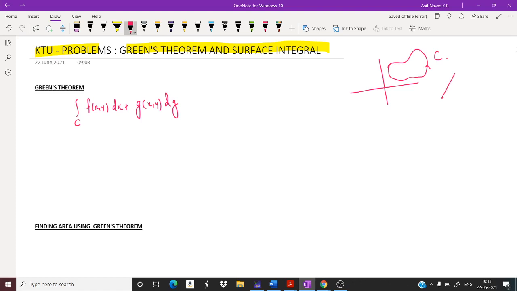For example, if it is a triangle or a circle or an ellipse, all are simple closed curves. So this is equal to the double integral over R of (dou g by dou x minus dou f by dou y) dA. So we can find a line integral by using a double integral. That is the advantage of Green's theorem. It's very difficult to find a parameterization of some curve and do the integration. By using Green's theorem, we can easily find a line integral by using a double integral.